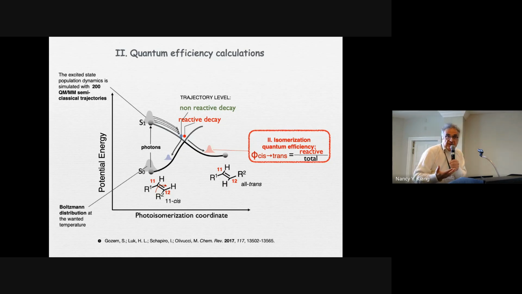And the larger the number of trajectories, the smaller the error that you make in this prediction. So we are usually able nowadays to run about 500 trajectories for this type of system, but sometimes you can also use fewer to converge to a stable value of the quantum efficiency.